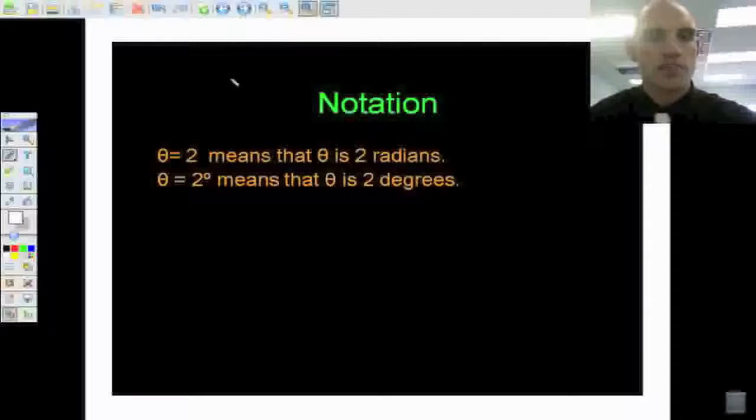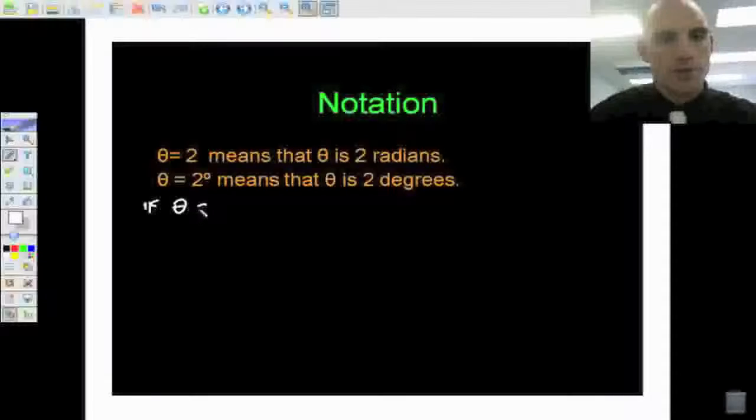So when we explore the notation of this, theta equals 2 means it's 2 radians. Theta equals 2 degrees, notice I've got the degree sign here, means that it's 2 degrees. There's a very important distinction that needs to be made there as far as what the notation says. So let's just explore this for a minute.